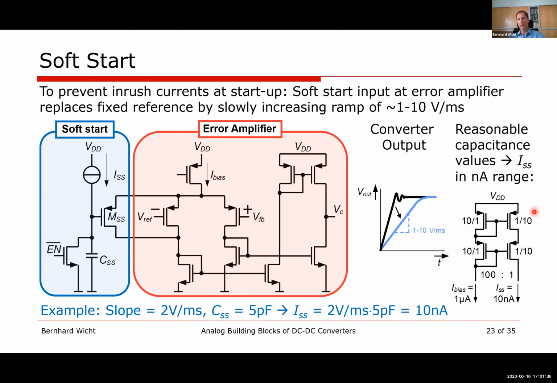I also like to show it to my students because it violates all the matching rules we have learned. It's 10 to 1 and 1 to 10, so that usually we wouldn't do, but it's compact and it has some spread, of course, but it doesn't matter because we just want to be in that range of 1 to 10 volts per millisecond to avoid inrush currents. It doesn't need to be very precise.